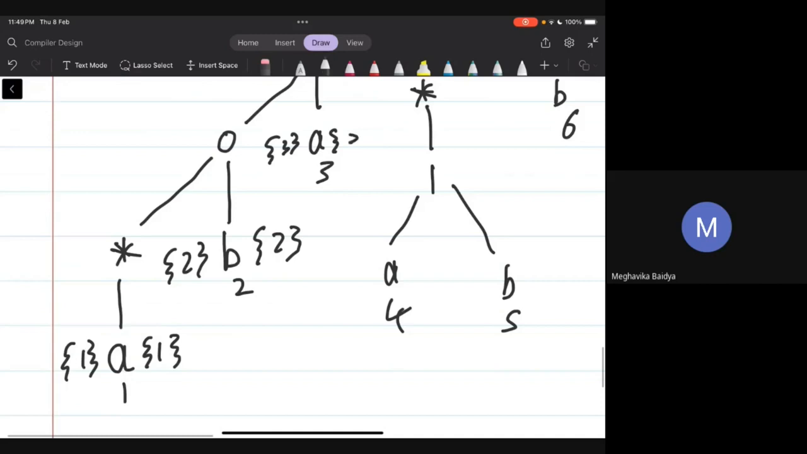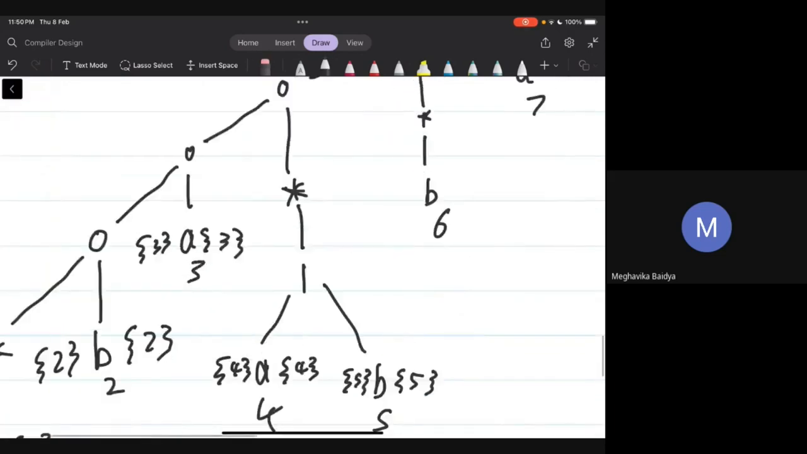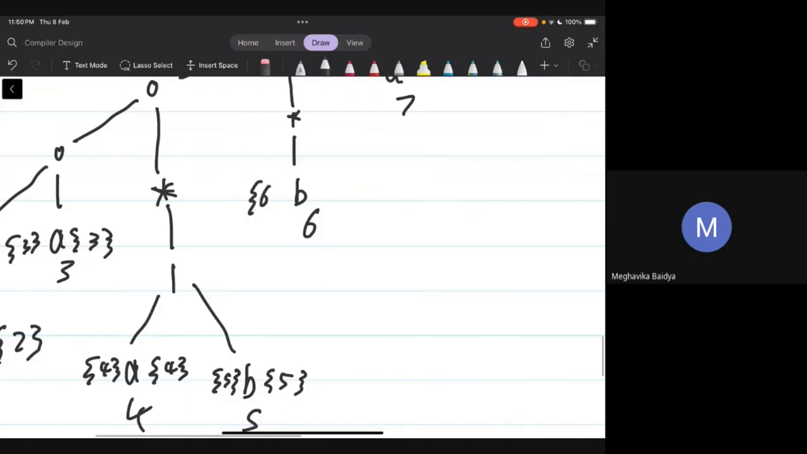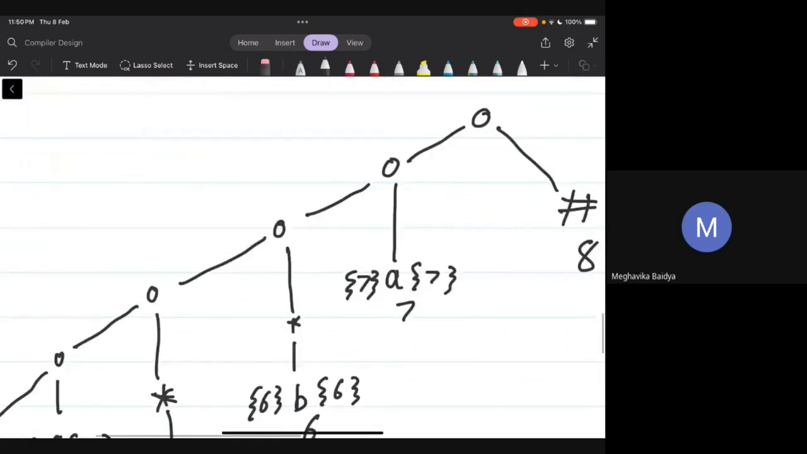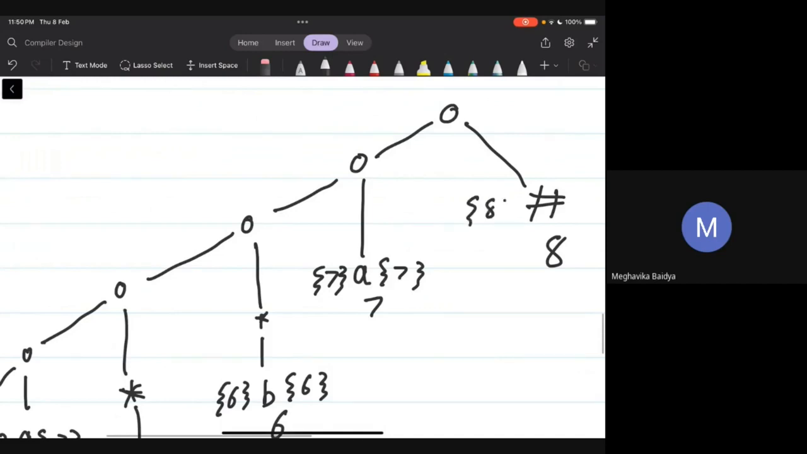My handwriting's terrible, I know, that's fine. 4, 5, 6, 7, 8 and 8.